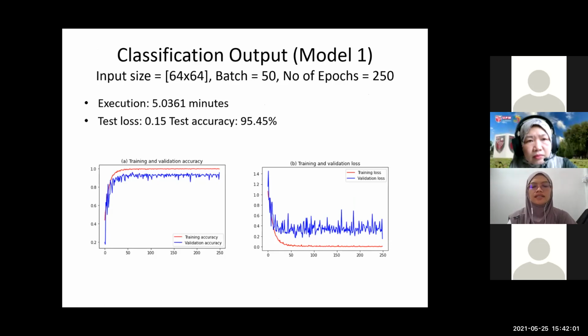Okay, this is the final result for the classification output. From the hyperparameter selection, I've chosen two best models to classify MPN. The setting is an input size of 64 times 64, a batch size of 50, and 250 epochs, with an execution time of 5 minutes. The test accuracy is 95.45 with a loss of 0.15.